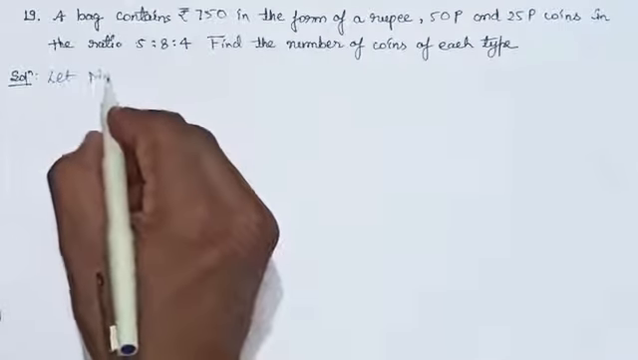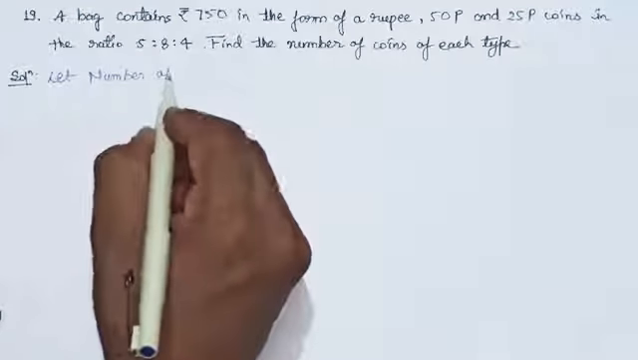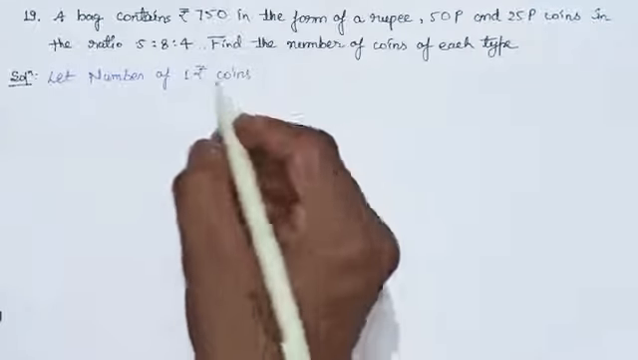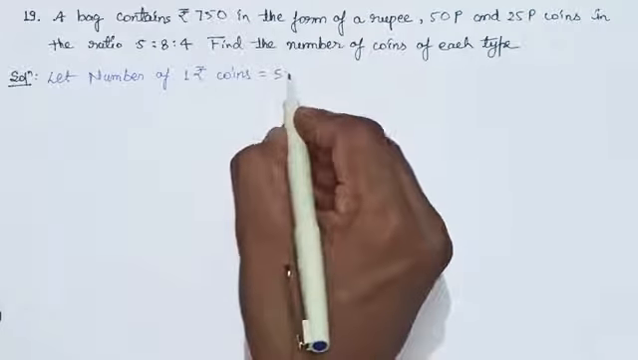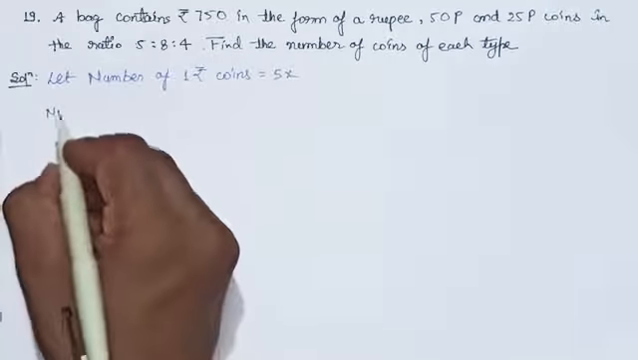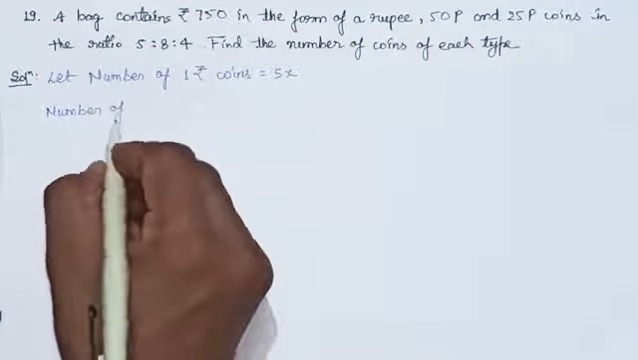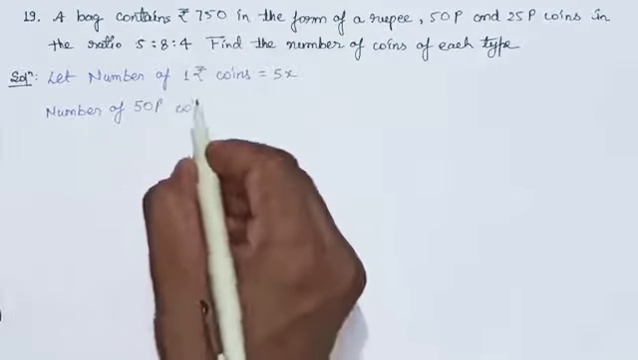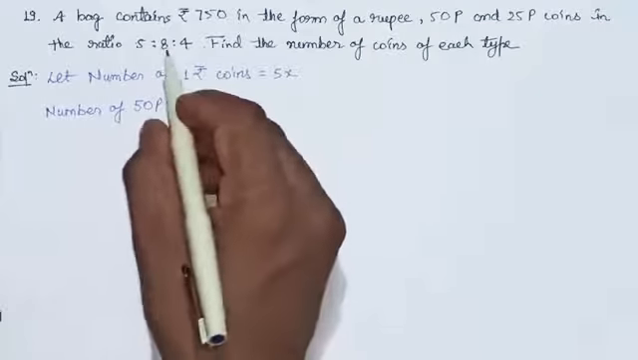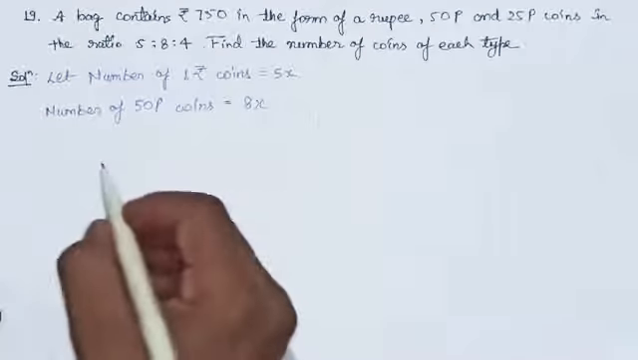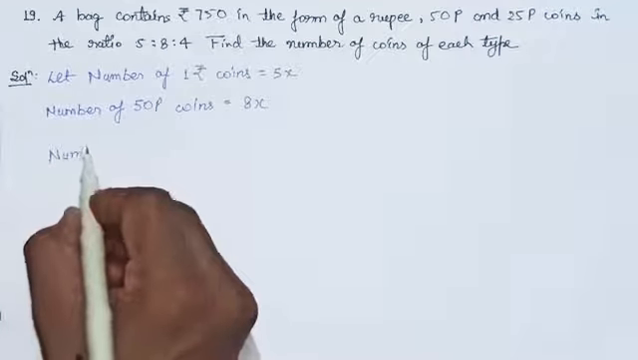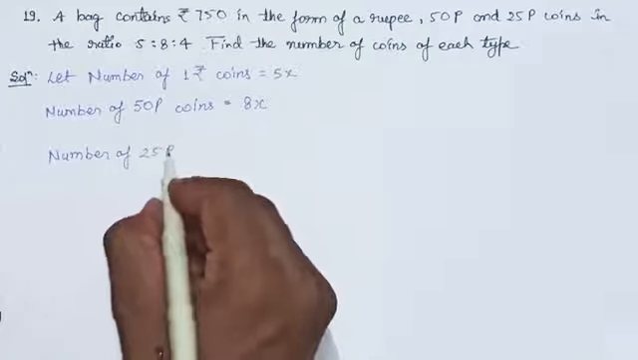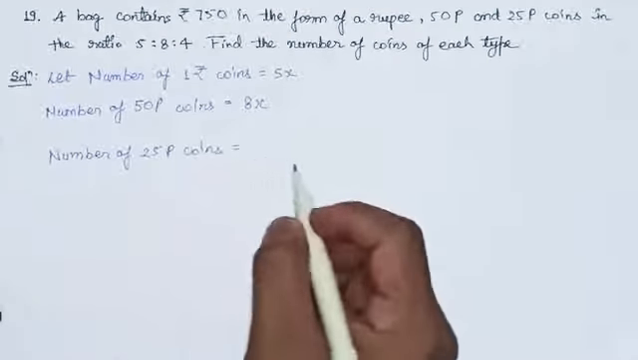So first let the number of 1 rupee coins be equal to 5x. Number of 50 paise coins is equal to 8x, and number of 25 paise coins is equal to 4x.